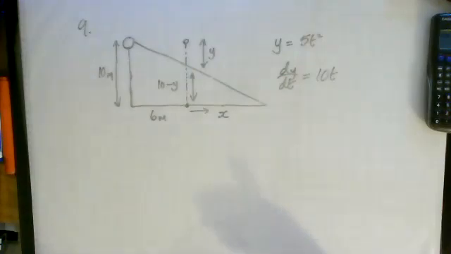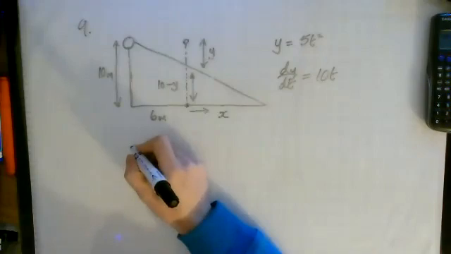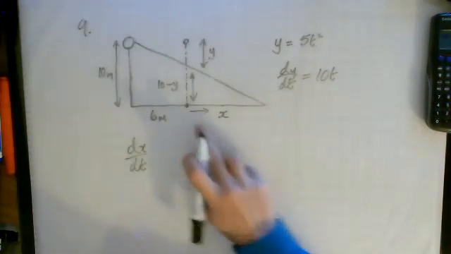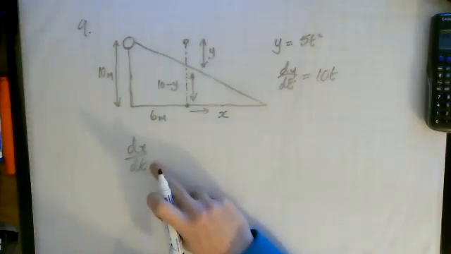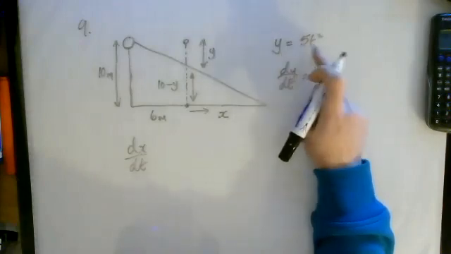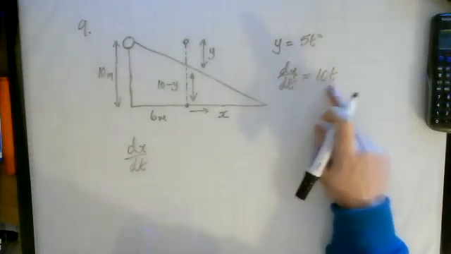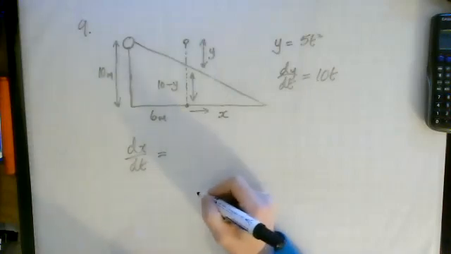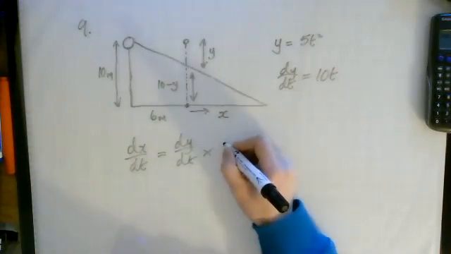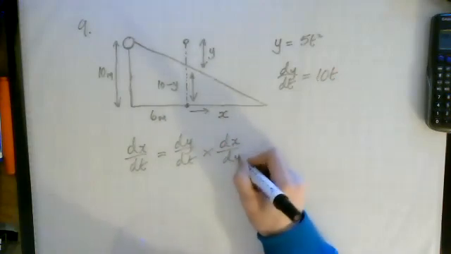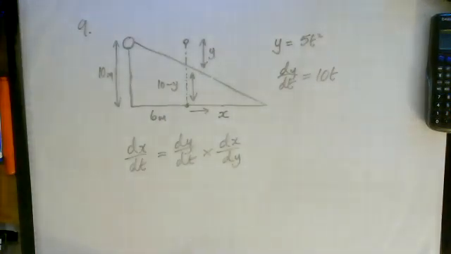Now, how fast is the shadow of the ball moving along the horizontal ground through the base of the pole 1 second after being dropped? So we want dx/dt, the rate of change of x. We know y equals 5t squared, so dy/dt equals 10t. So we use the formula dx/dt equals dy/dt times dx/dy.